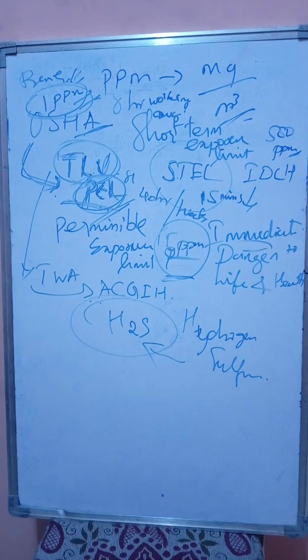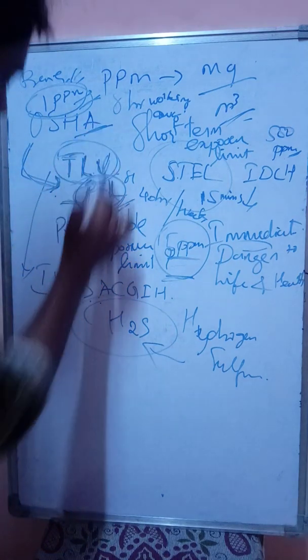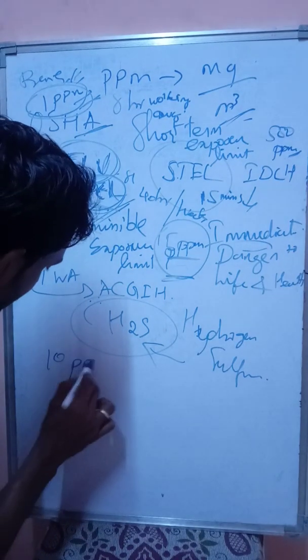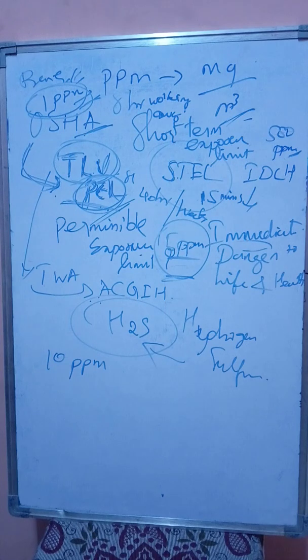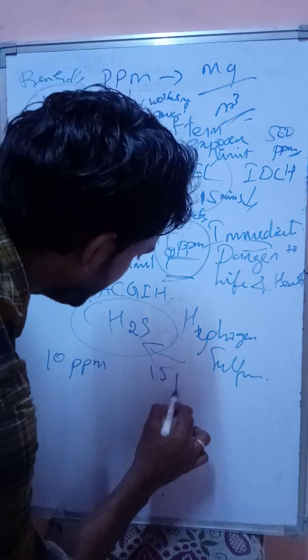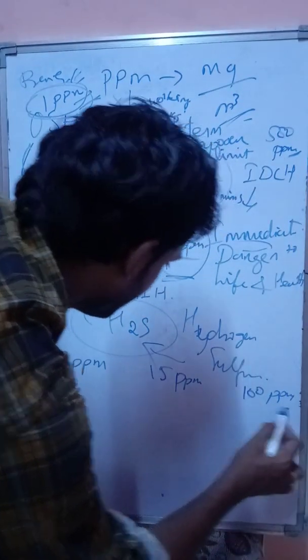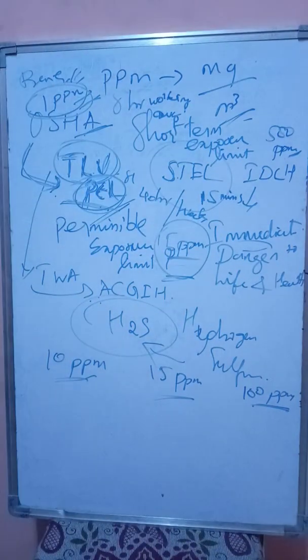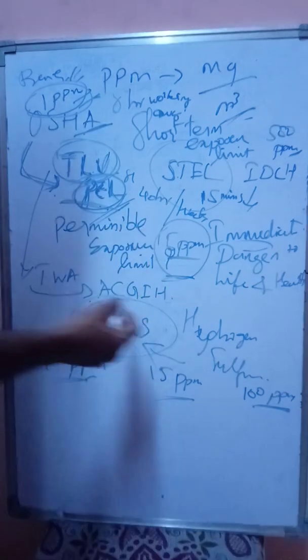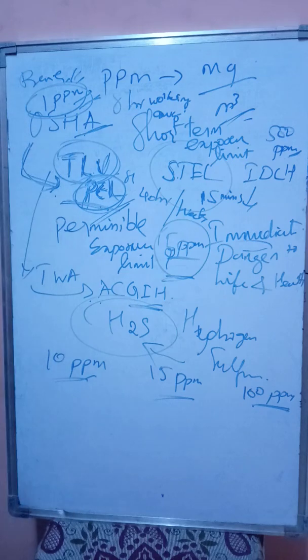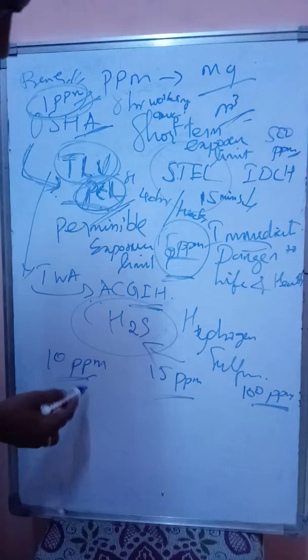Mostly we are talking about H2S. For H2S, the TLV is 10 ppm, STEL is 15 ppm and IDLH is 100 ppm. These are the recommendations given by OSHA, or in some cases ACGIH also gives recommendations, but mostly we follow OSHA standards. I have given them here.